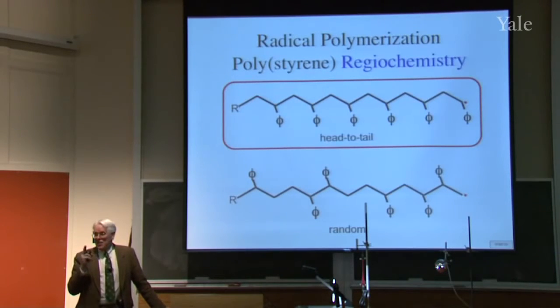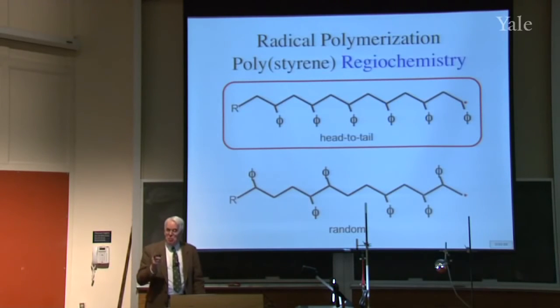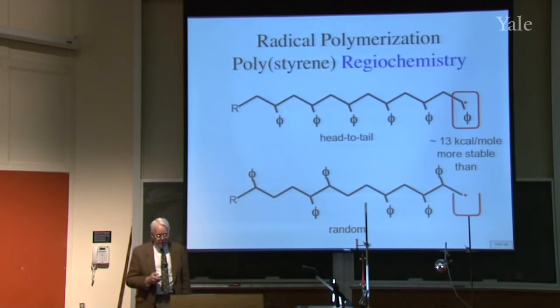It's benzylic. It's like allylic. It has the double bonds to interact with the SOMO, right? So for both reasons it does that. Even if it were a methyl group, it would tend to do this because it would be secondary, the way Amy said. But with phenyl, it's ever so much more so. Okay, so that's 13 kilocalories more stable than adding the other way.